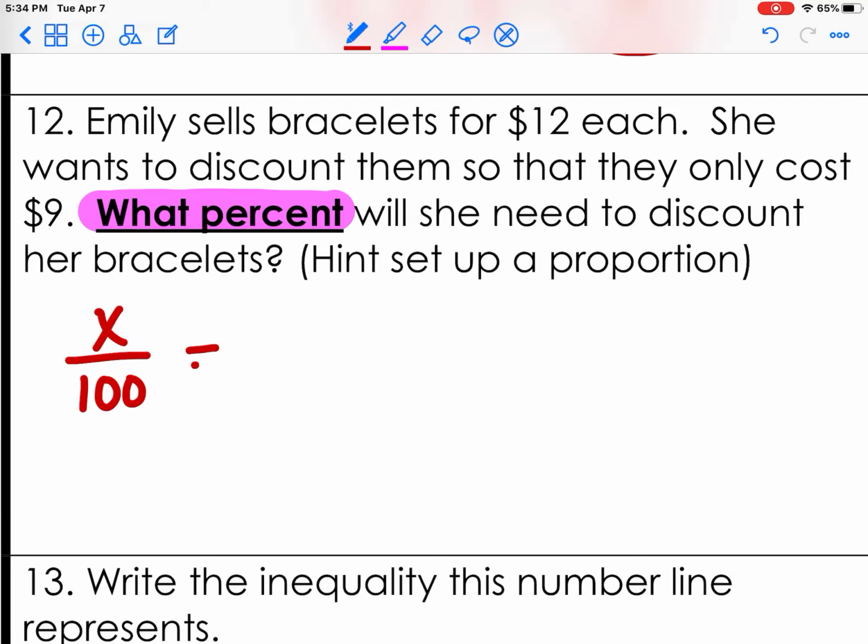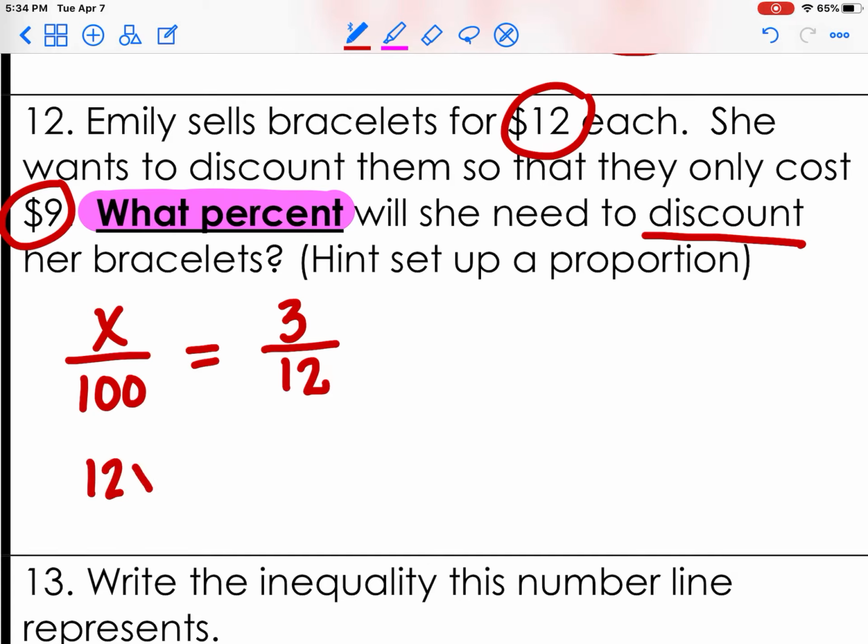We've got to think a little bit harder though on this question because it's tricky. She wants to know the discount. We know if she's going to sell them for $9 and they're originally $12, she's taken off $3 for each bracelet, right? So what we need to find out is 3 out of 12 is what percent? So we can butterfly multiply, divide by the lonely guy. X times 12 is 12x. 100 times 3 is 300. The lonely guy is 12. We're going to divide 300 by 12 to find our answer.